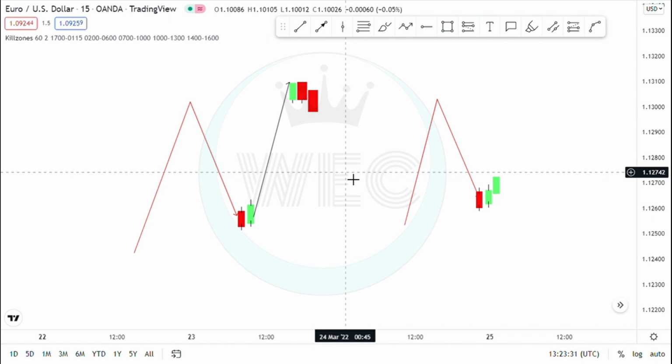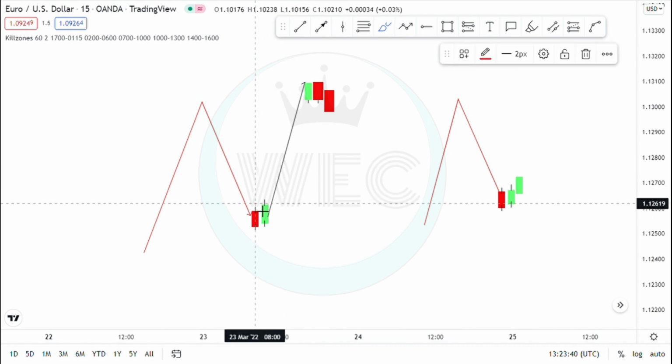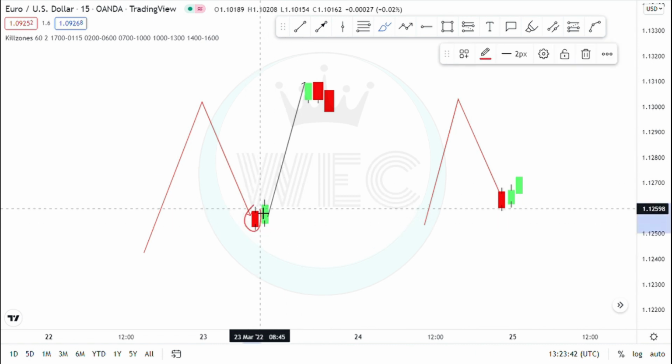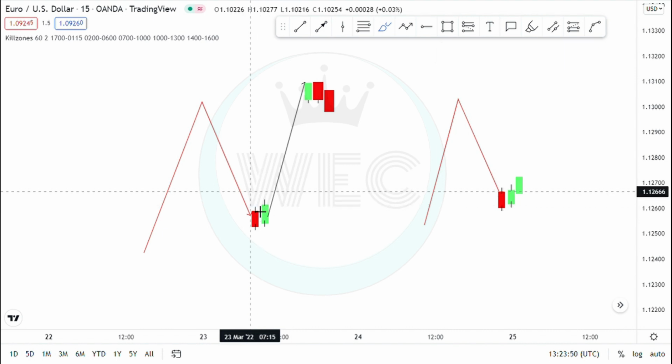When I say engulfed, what am I trying to mean? What I'm trying to say is that, for instance, with this bearish candle over here, the next candle that comes after that bearish candle has its body closing above the wicks of the bearish candle.